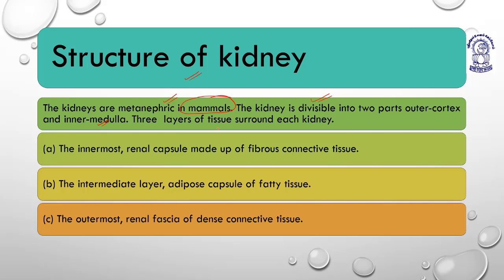Three layers of tissue surround each kidney. The innermost layer is the renal capsule, made up of fibrous connective tissue, which protects the kidney from infection and injuries.